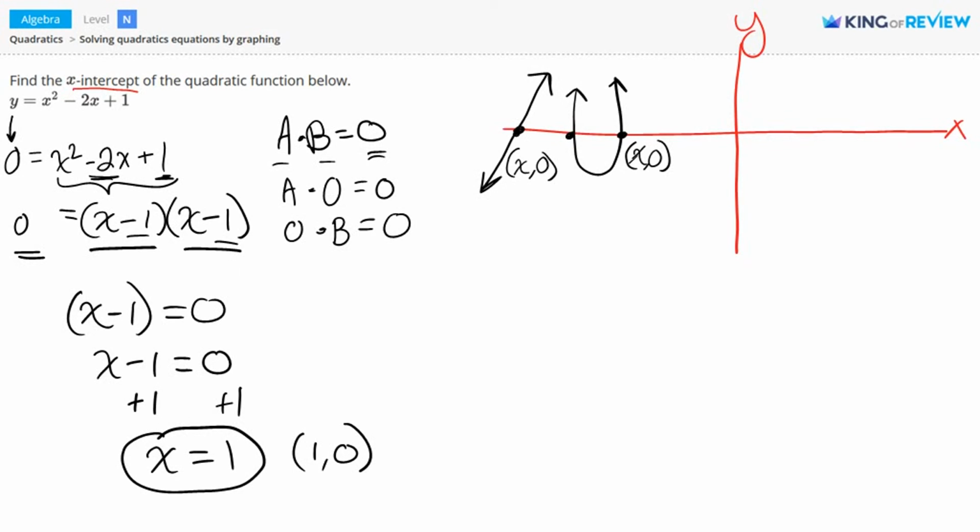If we plot this equation here, 0 equals x squared minus 2x plus 1, it would look something like this. It would be a parabola like this here. And this means it touches the x-axis right here, and this point is (1, 0). So our x-intercept is 1. 1 is the answer.